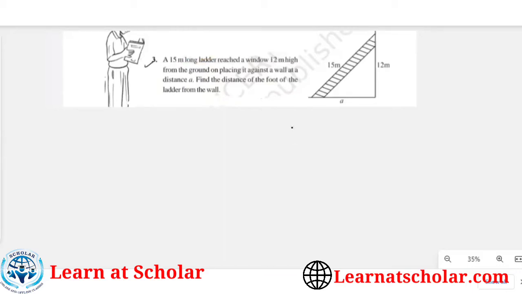Now, a 15-meter long ladder reached a window 12-meter high from the ground on placing it against a wall at a distance A. Find the distance of the foot of the ladder from the wall. It is again a right angle triangle. We have to find out the distance of the foot of the ladder from the wall. It is equal to A.